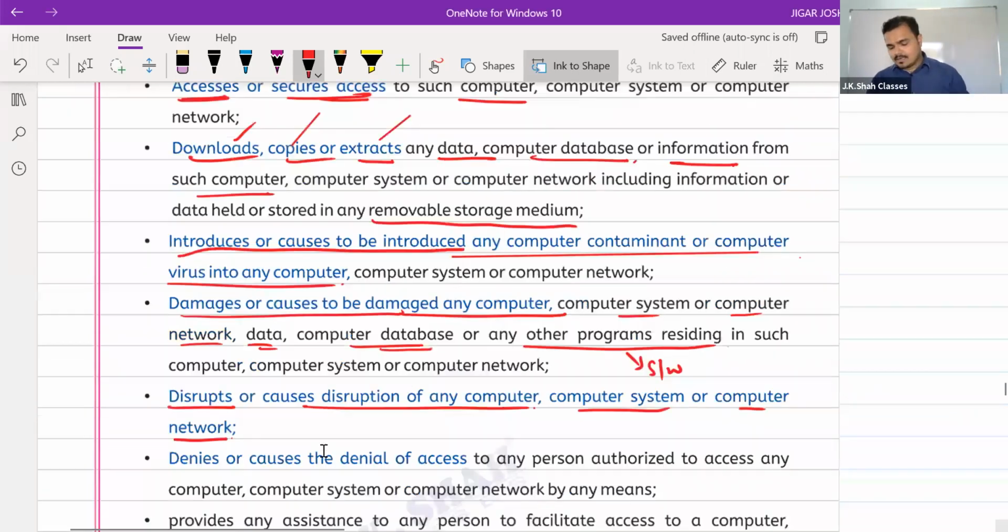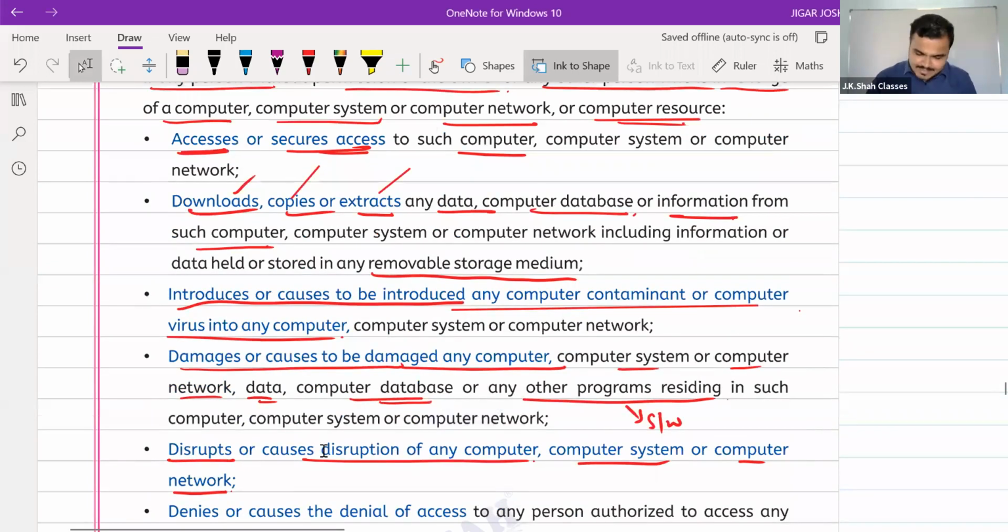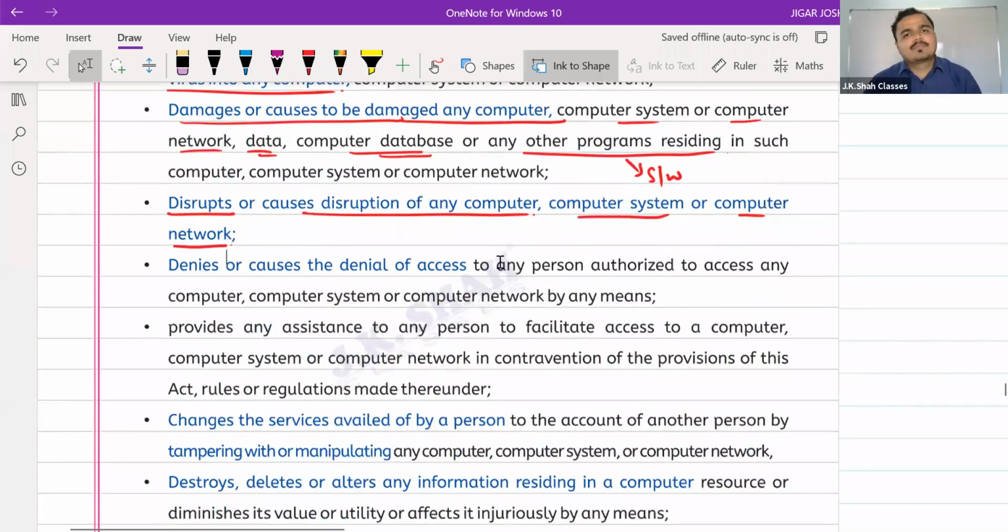So number one, access or secure access. Yes, sir. Number two, one who downloads, copies or extracts any data. Yes, sir. Third, anyone who introduces or causes to introduce any computer contaminant. Yes, sir. Number four, anyone who tries to introduce viruses. That is covered, sir. Fourth one, damages or causes damage to computer system or computer database. Then disrupt or cause disruption to a computer. Yes, sir. Suppose you had subscribed for Amazon Prime and Netflix.